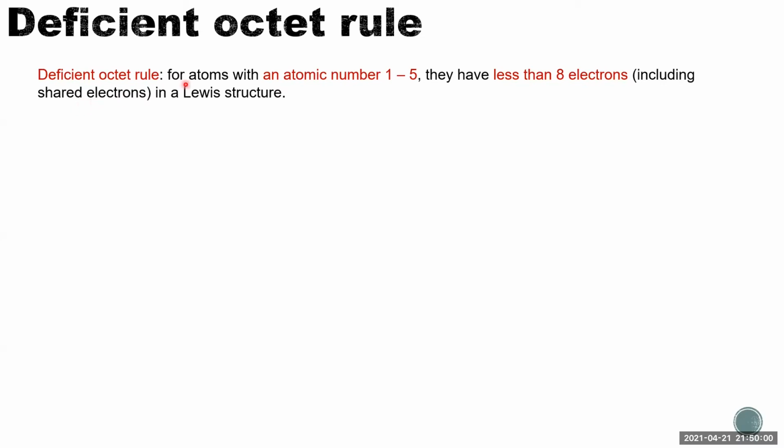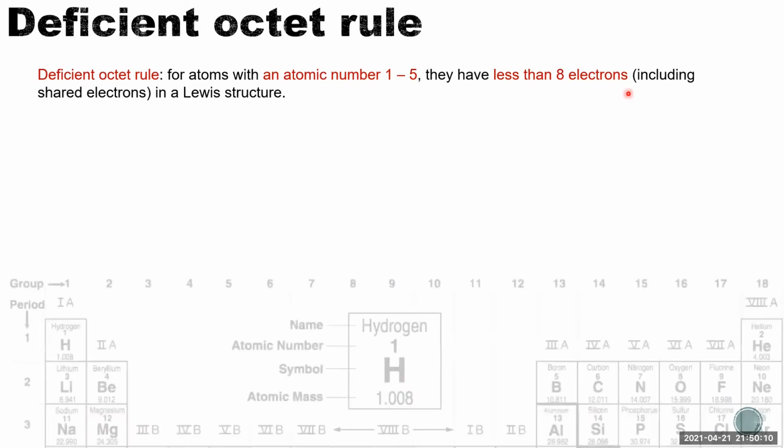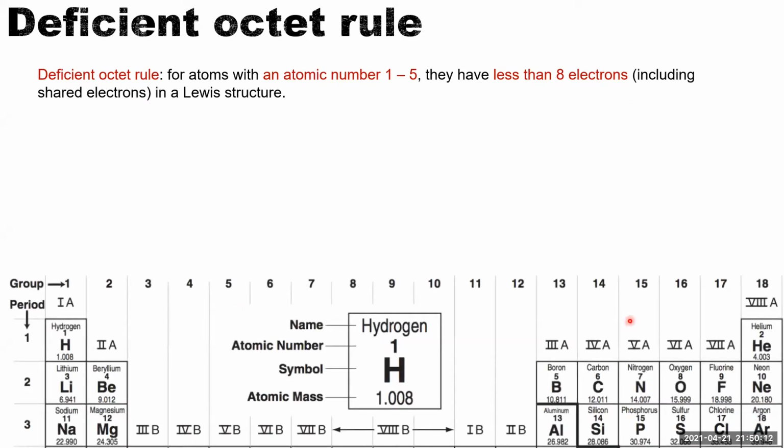The deficient octet rule means that atoms with atomic number 1 to 5 can have less than 8 electrons, including shared electrons, in the Lewis structure. In the periodic table, the first 5 atoms are hydrogen, helium, lithium, beryllium, and boron. When these atoms form a stable Lewis structure, the electrons around them may be less than 8. For example, in the methane structure, hydrogen only has one single bond around it.